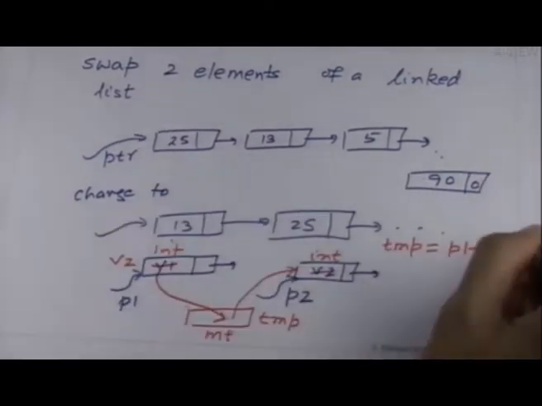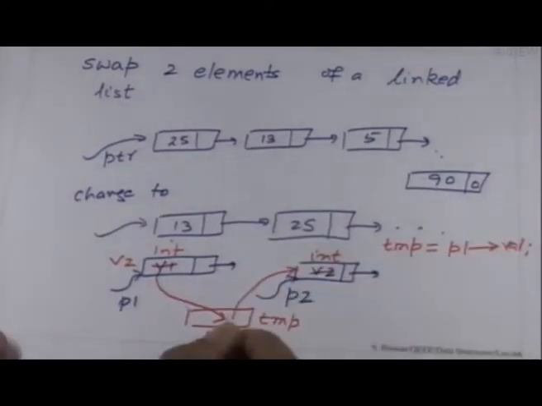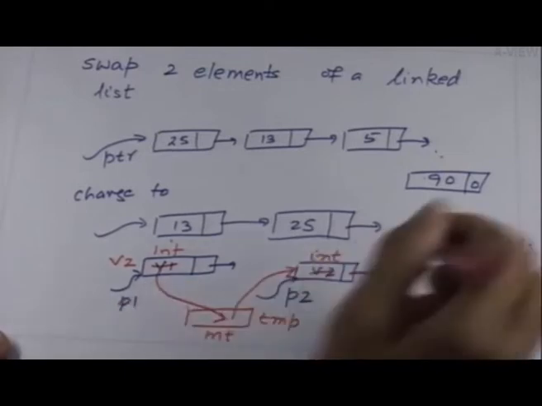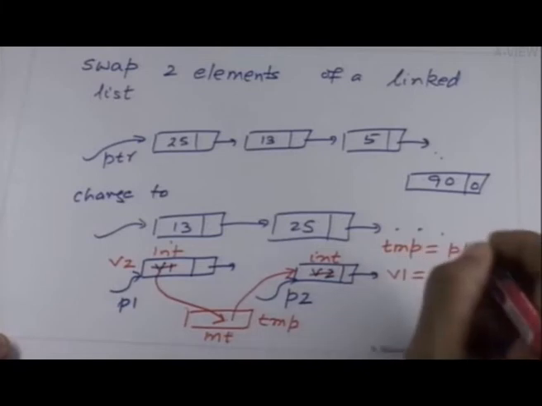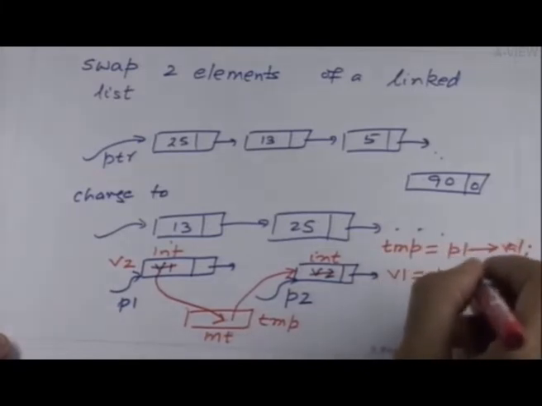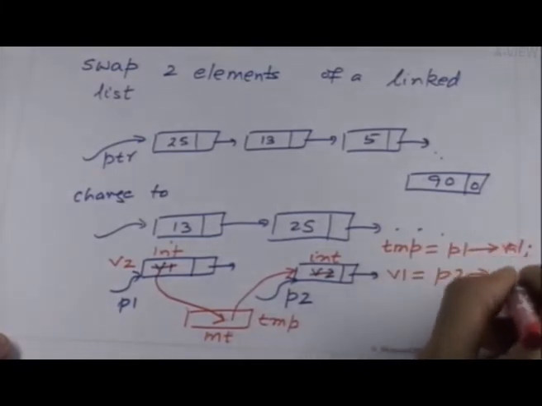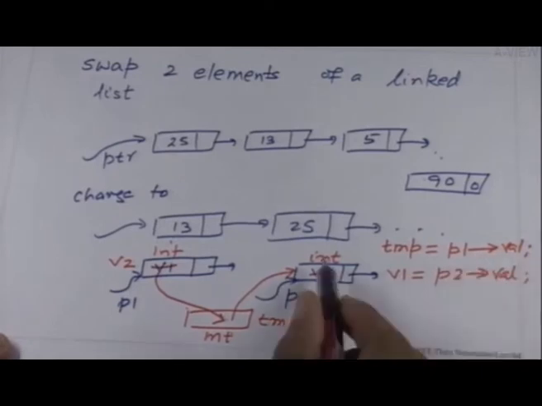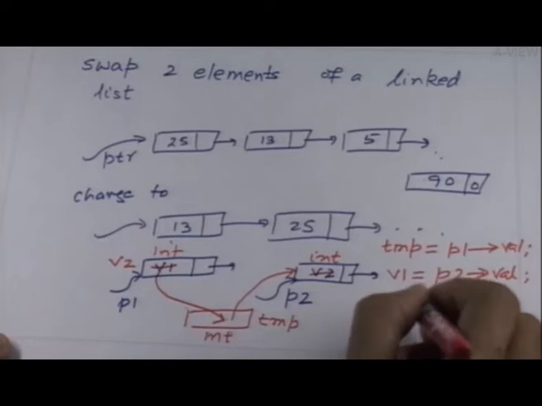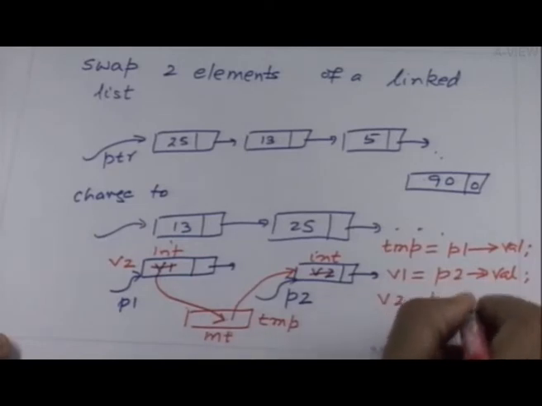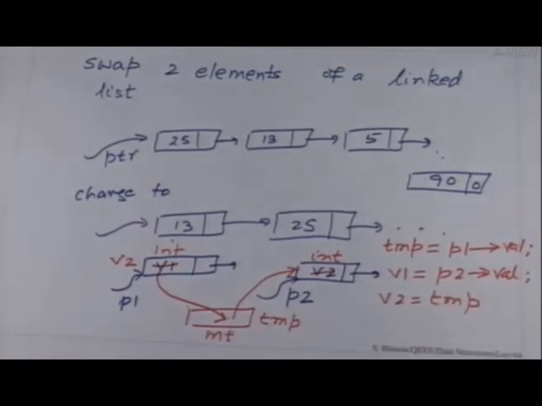Okay, so this takes care of storing this. Then since I have stored the value of V1, I can now do V1 equals P2 arrow val. Remember, val is the name of the field. The actual value will move and eventually I'll say V2 equal to TMP and I am done. So what did I do? I just exchanged the values.